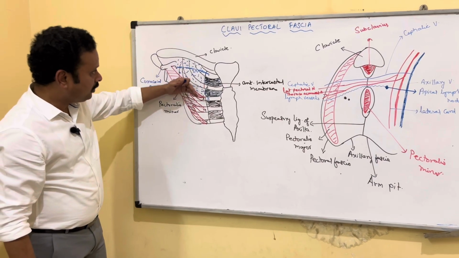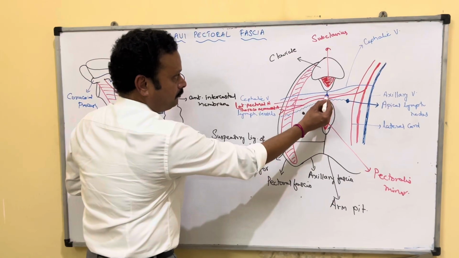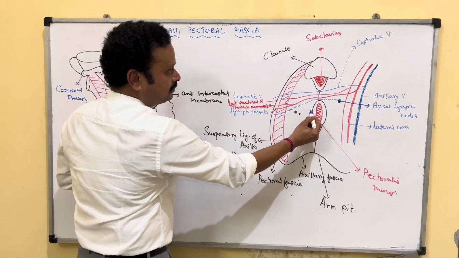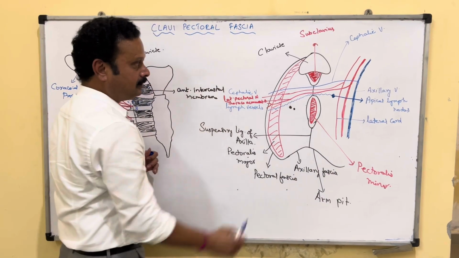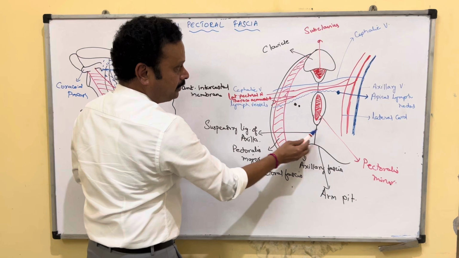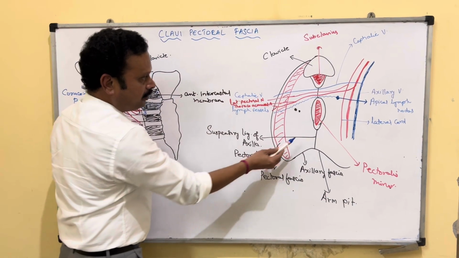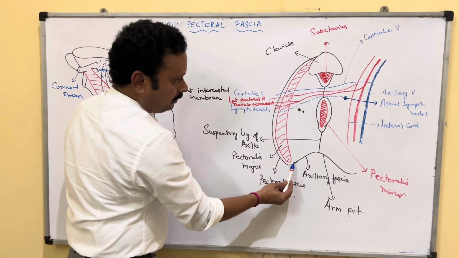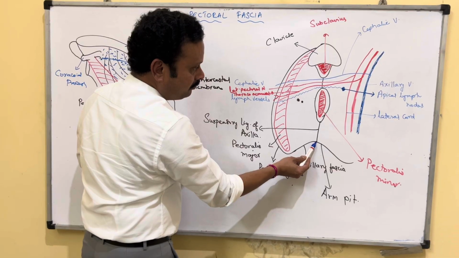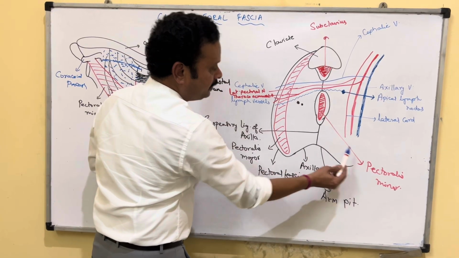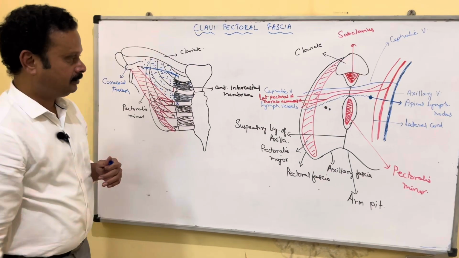The portion of clavipectoral fascia below that passes downwards, splits to enclose the muscle here. This is the pectoralis minor muscle. After enclosing, it reunites, forms the suspensory ligament of axilla and blends or gets attached to the summit of the axillary fascia, thus maintaining the hollowness of the armpit.